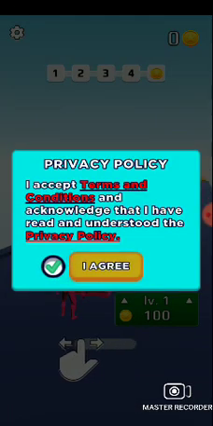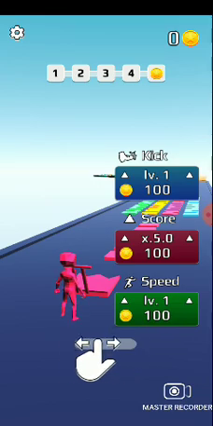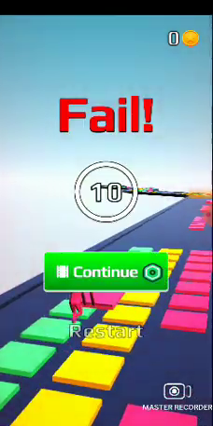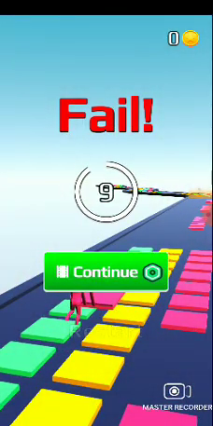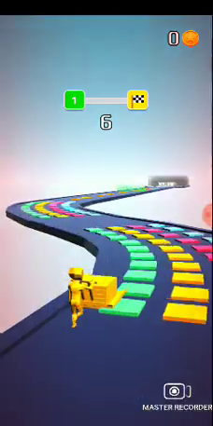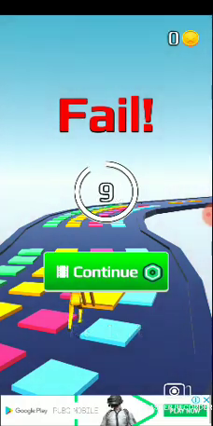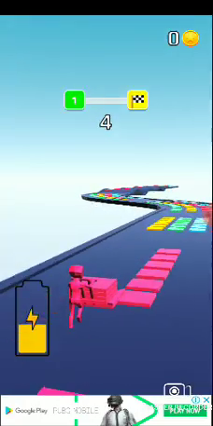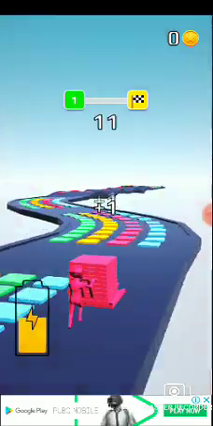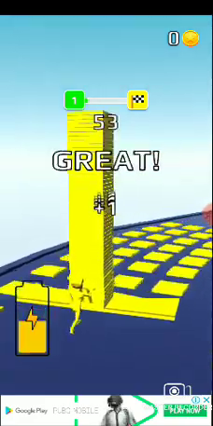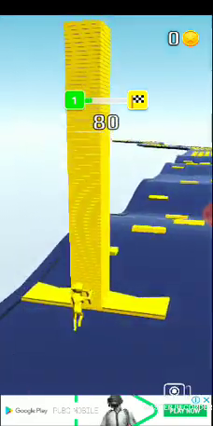This is my first game I'm playing. Agreed. Okay, first I need some coins. Okay, I kind of forgot how to use this. It's so much ads. So much ads. The character is so fast. So it's so hard on you, like, it's hard for you to move it.